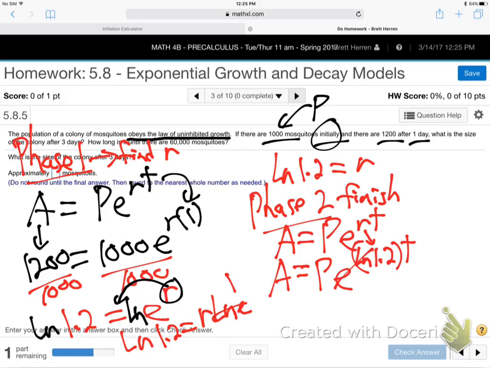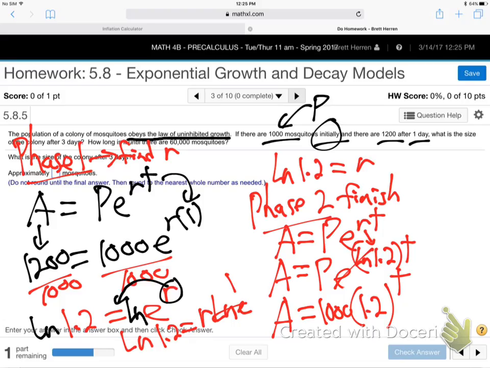e and Ln cancel, remember? So this, and that 1.2 will drop down to the base, like that. Why does it drop to the base? I can explain that on another sheet if you want. Oh, and I forgot the P is 1,000, isn't it? This P should have been 1,000 all along, the initial amount of mosquitoes. I'm running out of room here. 1.2 to the t. I can explain why that's the case on a separate sheet, but for now, let me just say it is.